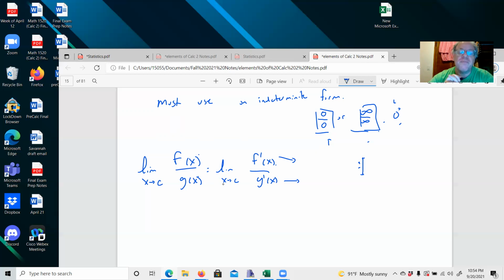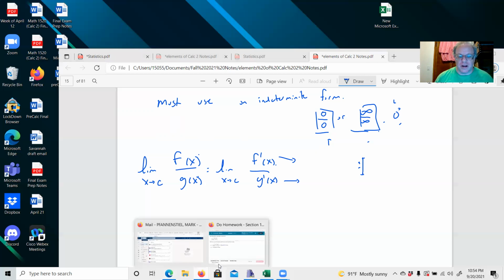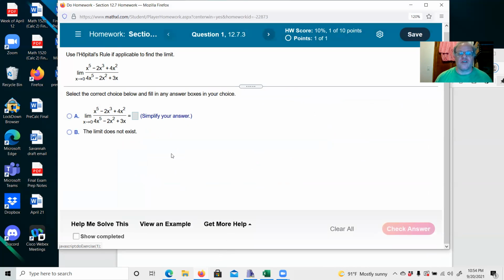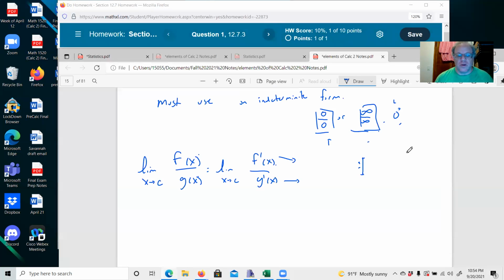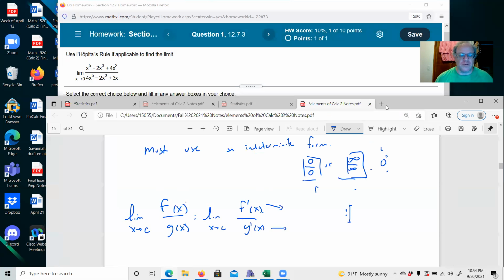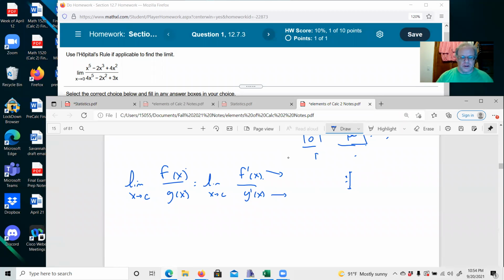Here we go with L'Hopital's rule, and I'm just going to grab a couple of problems from your book and start doing them. We're going to take the limit as x approaches 0 of x to the 5th minus 2x cubed plus 4x squared, divided by 4x to the 5th minus 2x squared plus 3x.